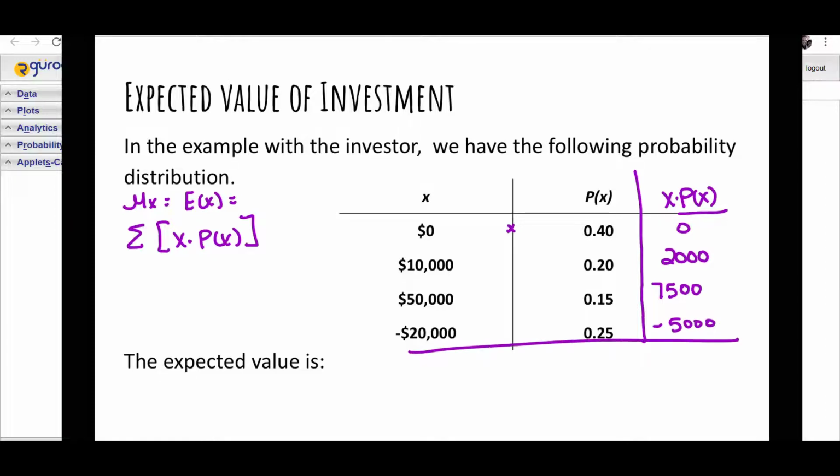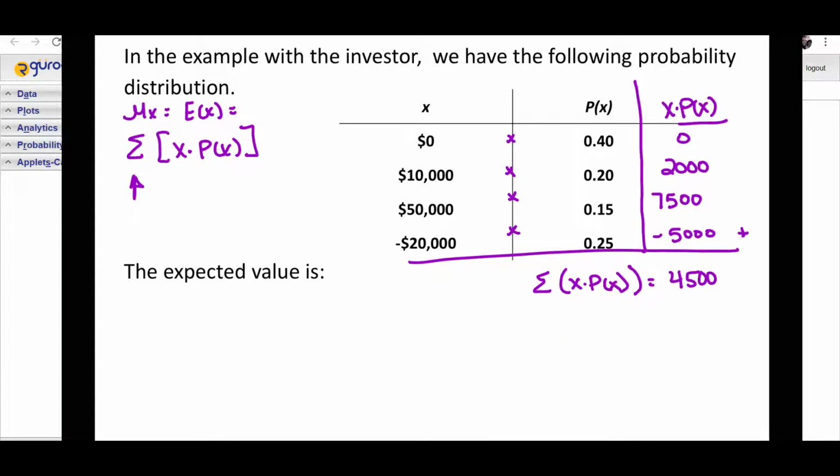All right, so after you multiply each of those, we are going to add them together. So the sum of x times p of x, we add them all together, and we get 4,500. So the expected value, E of x, or the mean of the random variable, is 4,500. Oops, I wrote 4,000. I should be writing 4,500. So let me erase that and fix it. All right, so that would be the expected value.